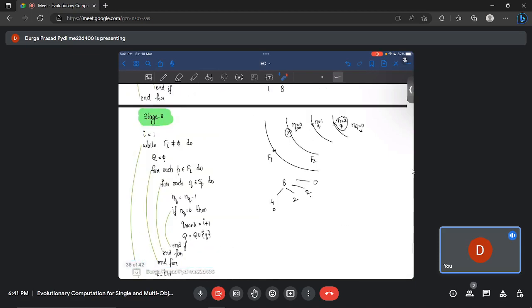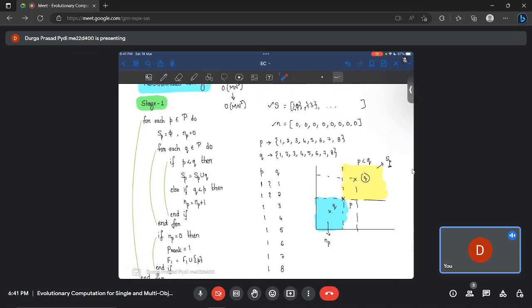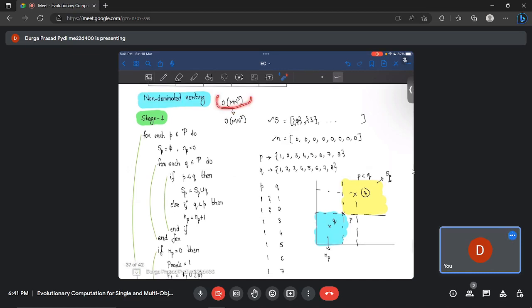But the limiting step will be here, where you compare each individual with every other individual in the population. So this will be the limiting one. Here it will be order of mn square if you use NSGA-II's sorting. If you are using some other sorting technique, then it will be mn cube.